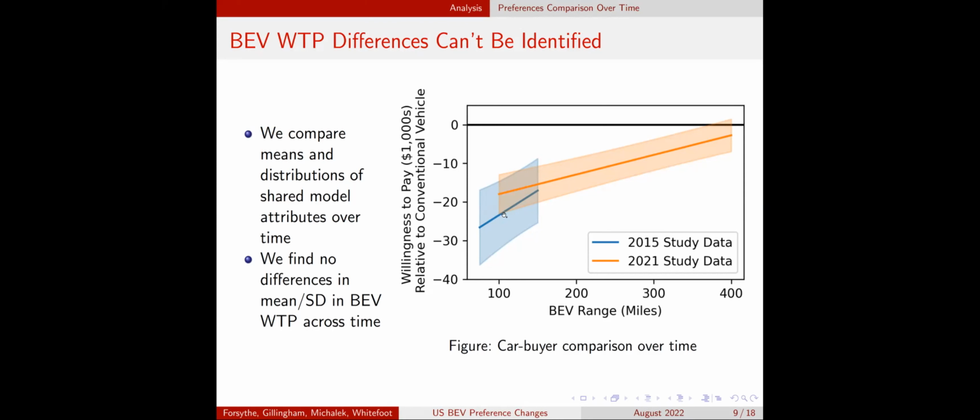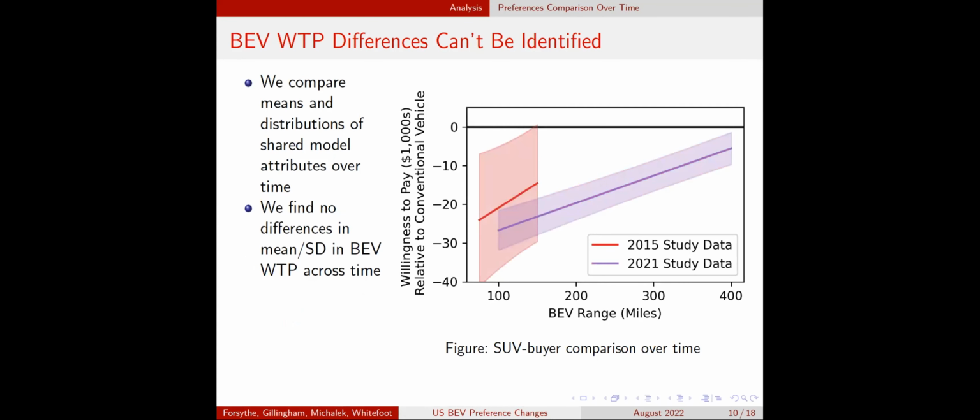But we do see that as the range ticks up to 300 to 400, all else being equal, individuals on average are starting to value battery electric vehicles comparably to their conventional vehicle counterparts. We do this for SUV buyers as well. The story stays largely the same. We see there's no statistically identifiable difference in the shared ranges and the coefficients don't change. And as we get to higher ranges, we're approaching that conventional vehicle value.